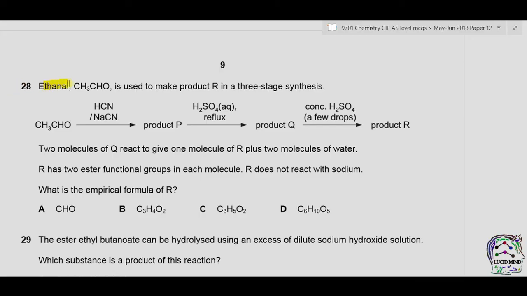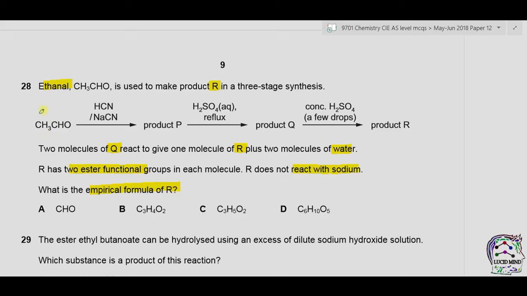Question 28. Ethanal, that is an aldehyde, is used to make product R in a 3-stage synthesis. 2 molecules of Q react to give 1 molecule of R plus 2 molecules of water. R has 2 ester functional groups in each molecule. R does not react with sodium. What is the empirical formula of R?